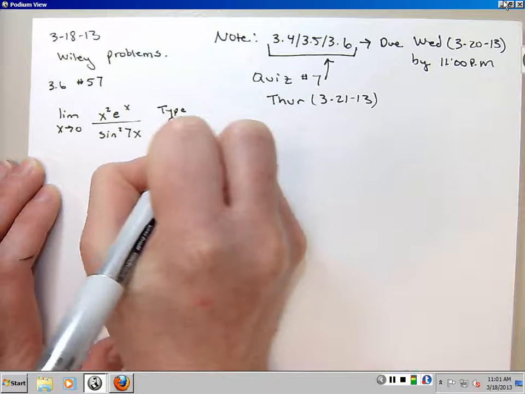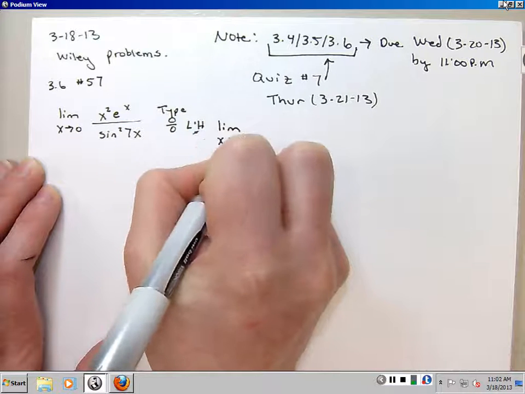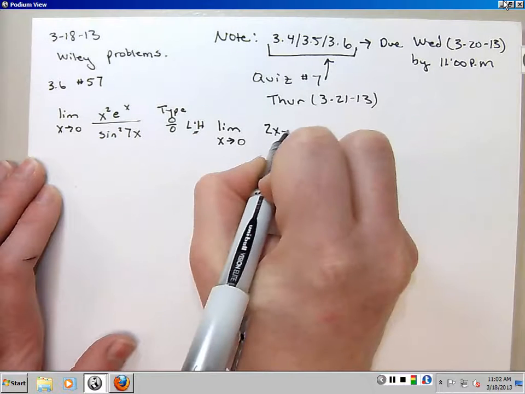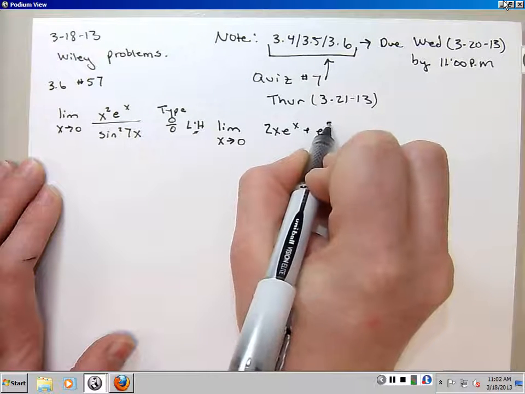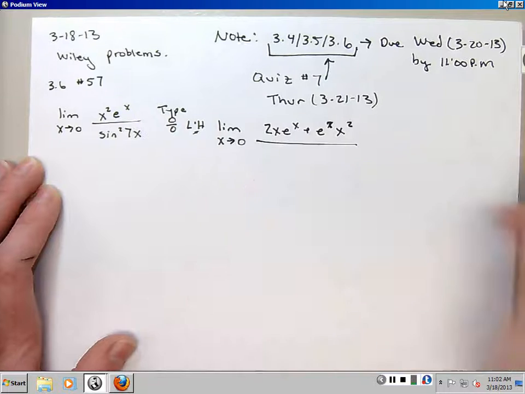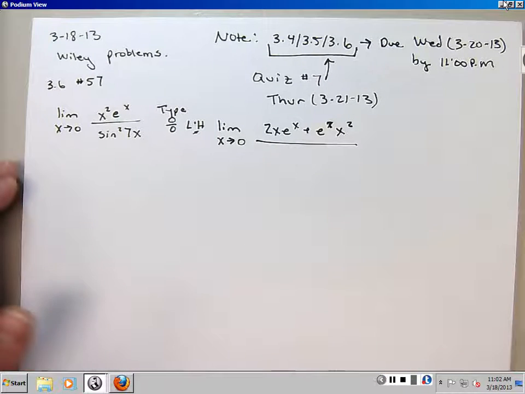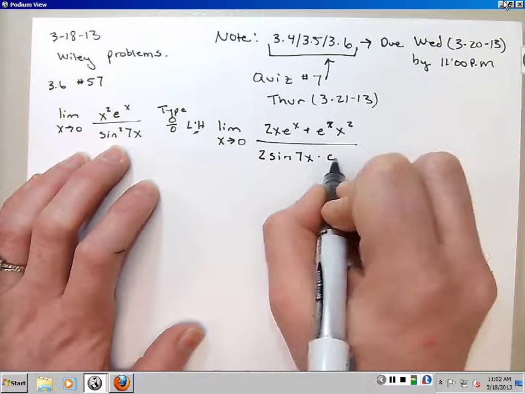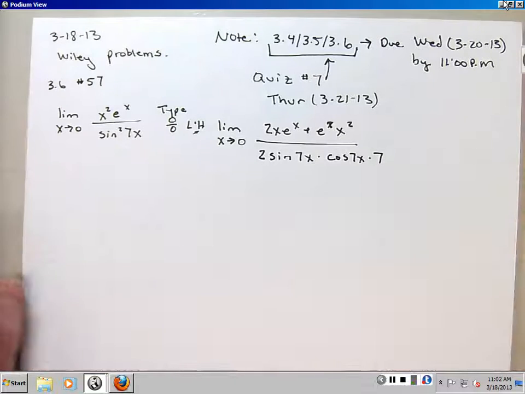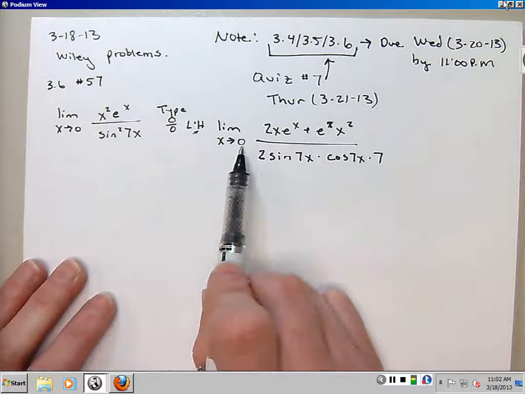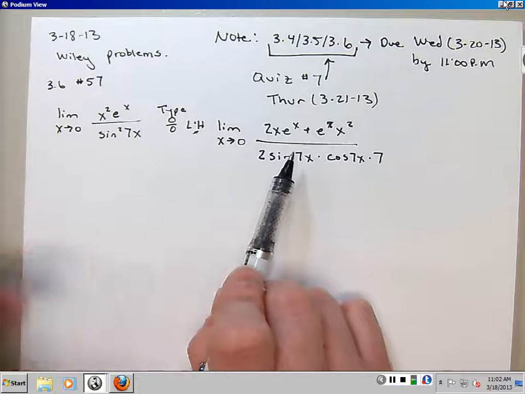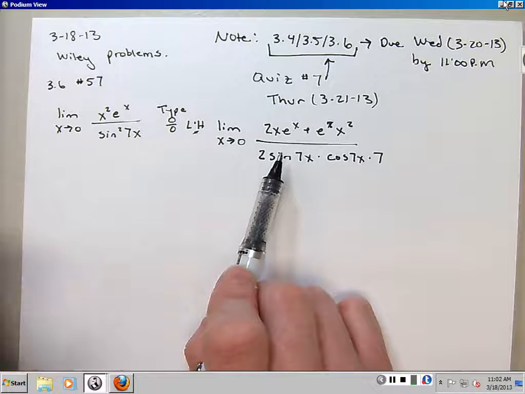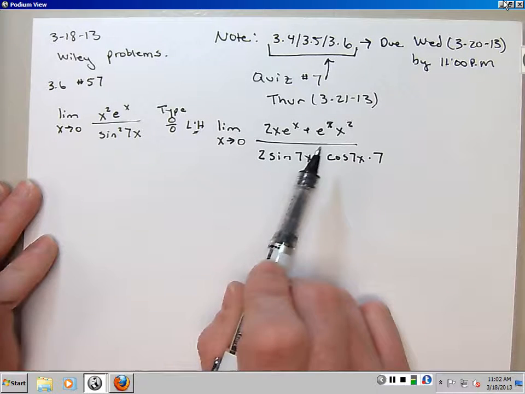If I apply L'Hopital's rule, I get the limit as x goes to 0 of 2x e to the x plus x squared e to the x, the derivative of the top, right? Derivative of the first function, hold the second one, plus the derivative of the second one, hold the first. And then the bottom would be 2 sine of 7x times cosine of 7x times 7, because this is a chain rule problem. Now if I plug in 0, I still have 0 over 0, which is fine.